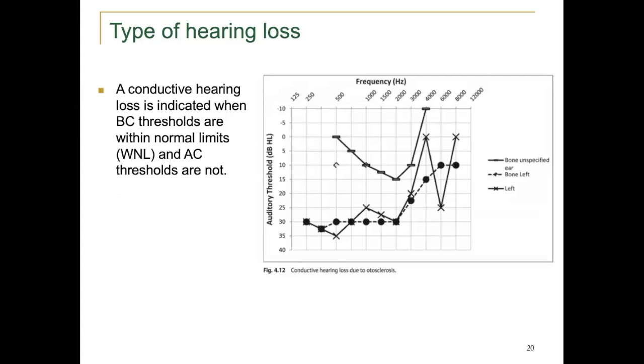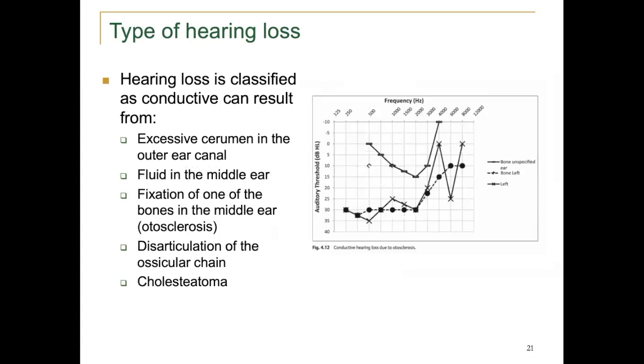Conductive hearing loss is indicated when bone conduction thresholds are within normal limits and air conduction thresholds are not. Hearing loss classified as conductive can result from excessive earwax, fluid in the middle ear, fixation of one of the middle ear ossicles, disarticulation of the ossicular chain, or cholesteatoma.